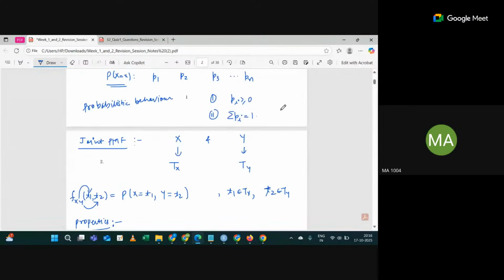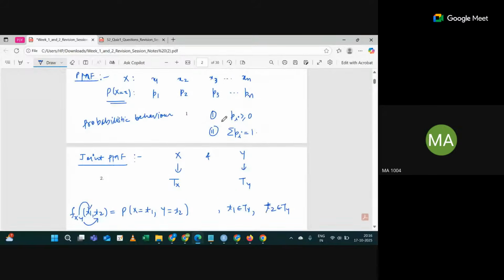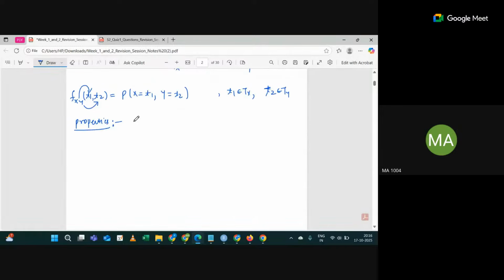All the probabilities should be greater than or equal to 0, or else you can say it should be between 0 and 1, correct? And the summation of all the probabilities should be equal to 1. Now in case of two random variables, the first property is that all f_XY(x, y) should be between 0 and 1.